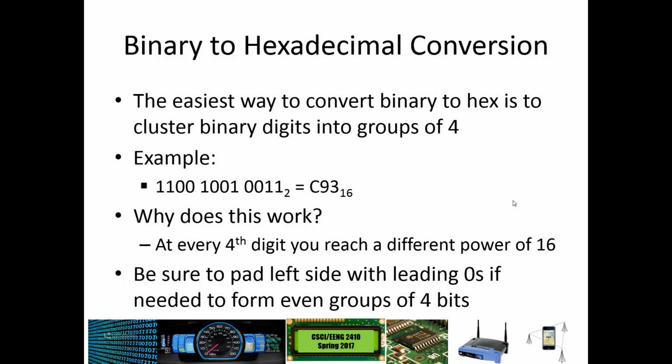The reason that works, as I mentioned before, is every group of 4 bits represents a power of 16. So in this case, your least significant bit of these 4 is your 1's place, 1s, 2s, 4s, 8s. This least significant bit within this cluster of 4 is your 16's place. Then you have 32, 64, 128. Here's your 256's place. That happens to be 16 squared. And then if you keep going on out, you'll see progressively larger powers of 16 at every least significant bit inside of the 4-bit clusters.